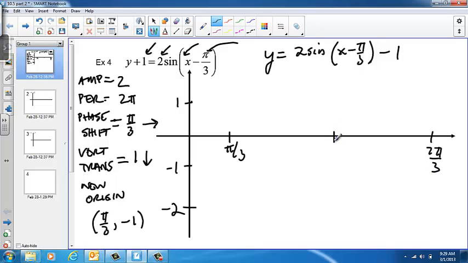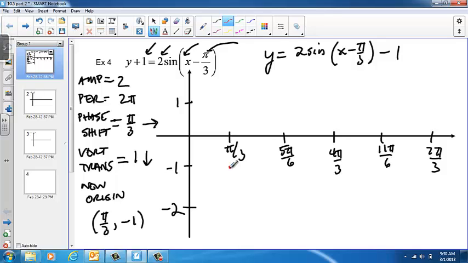Now, to determine your quadrantal values, again, just take the average. The average of π/3 and 7π/3 is 4π/3. For this quadrantal value, take the average of π/3 and 4π/3, and you get 5π/6. And for this last quadrantal value, take the average of 4π/3 and 7π/3, and you get 11π/6. So my new origin, like we said, is (π/3, −1).